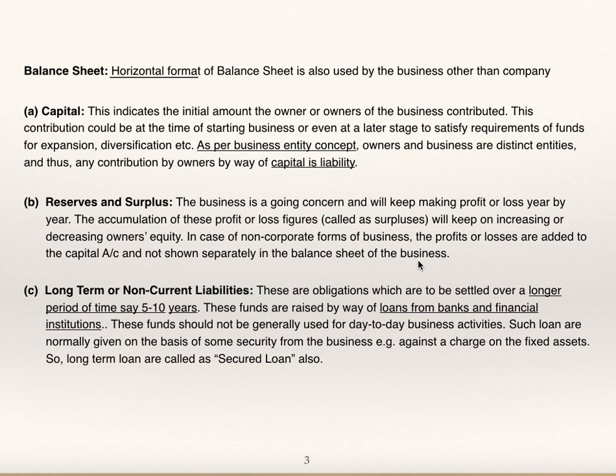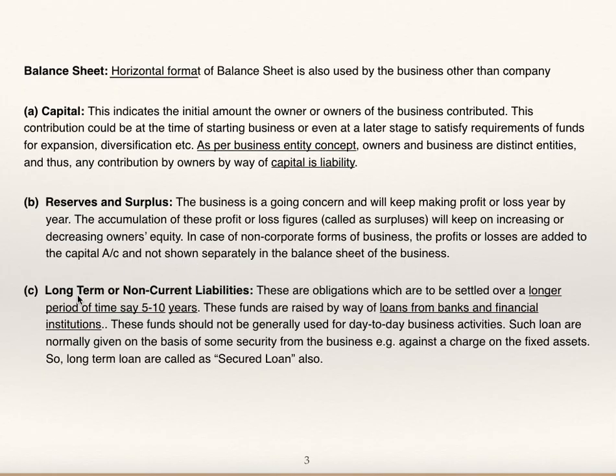In case of company accounts, profit of the business is shown under the head reserves and surplus, but in case of sole proprietorship and partnership, net profit is added to capital accounts and net loss is deducted from capital accounts. It is not shown separately.